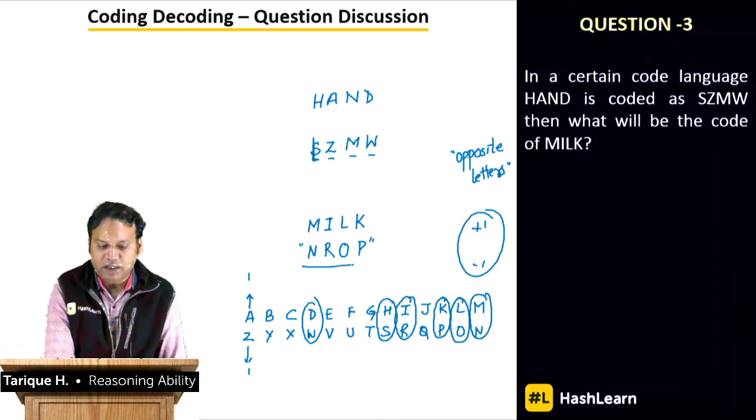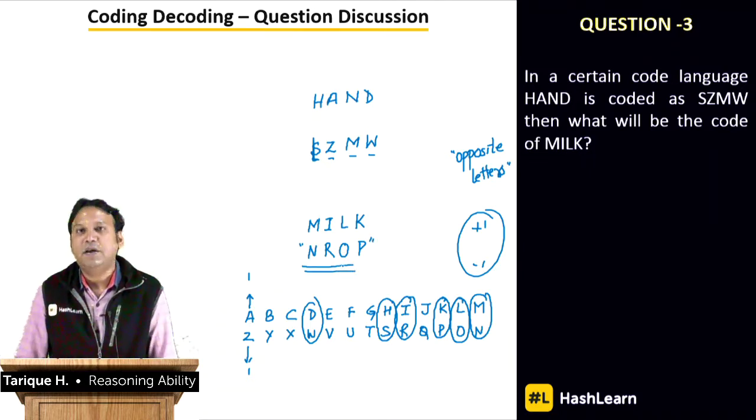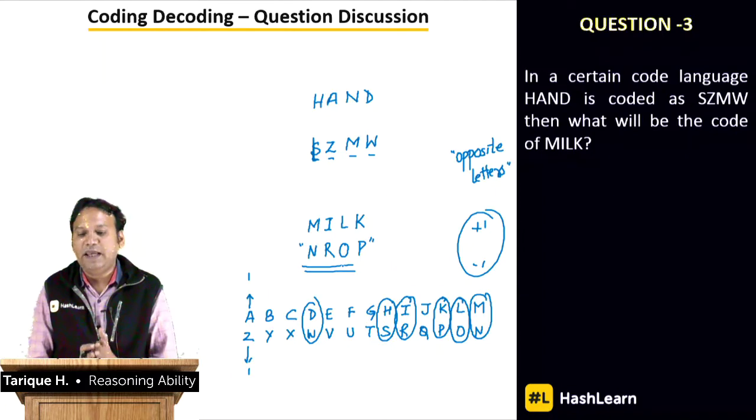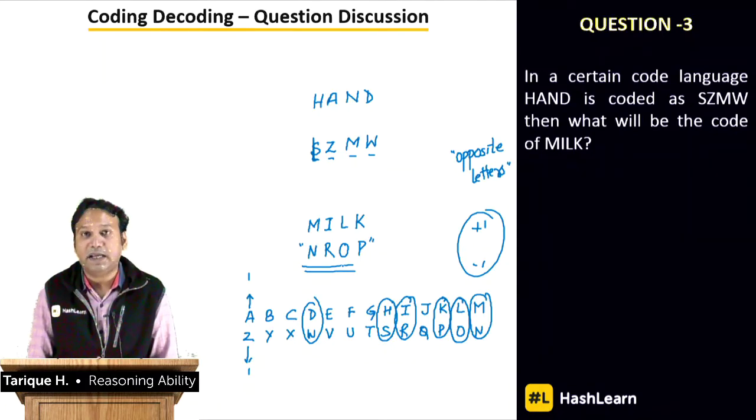This will become your answer. This is the right code here for the word milk. So if HAND is coded as SZMW, then milk will be coded as NROP.